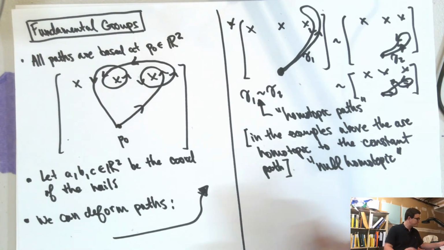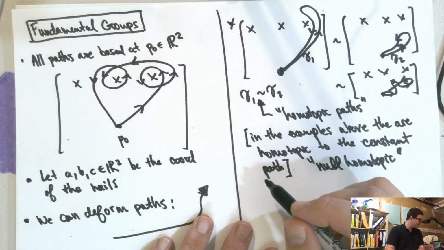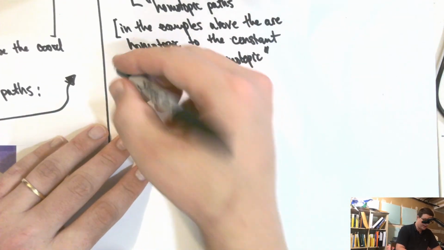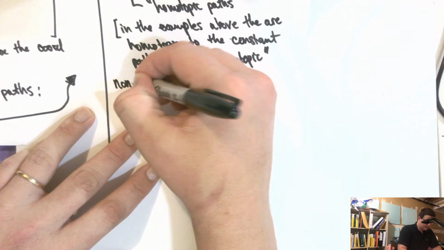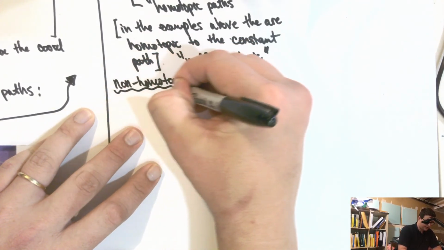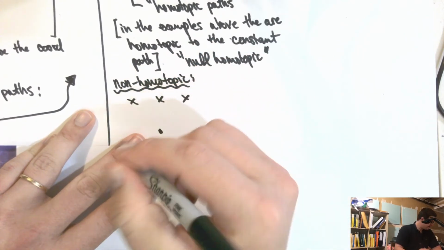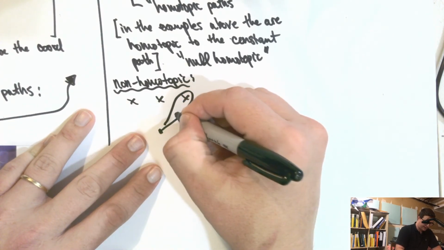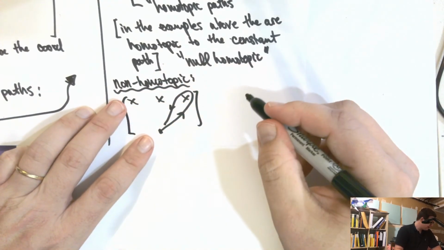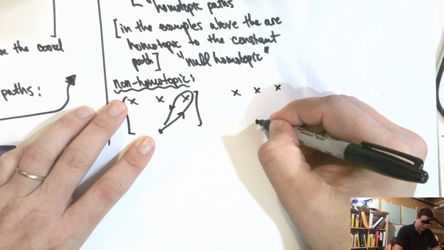Okay, so what's an example of non-homotopic paths? Let me draw a non-homotopic example here. If I had 3 nails like this, and then I had one like this, I took a path like this. If gamma 1 was like this, and then let's say I took the null homotopic path over here. So we do something like this.